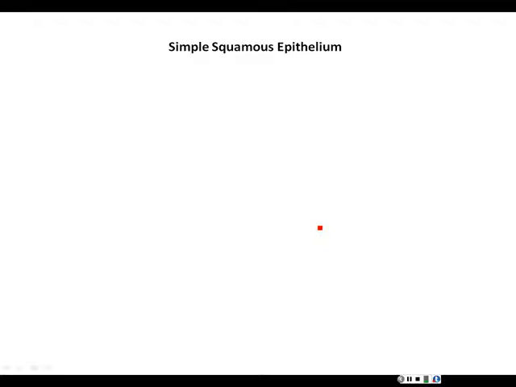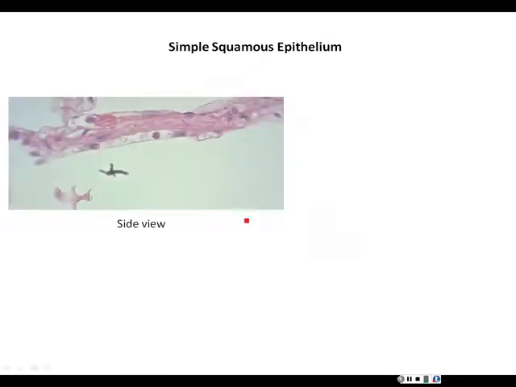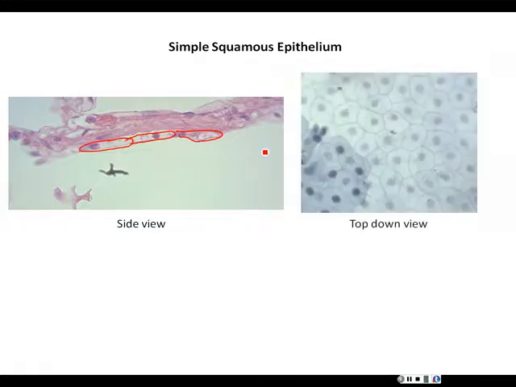Here we're looking at simple squamous epithelium. I already showed you simple squamous from the side. Here it is again, another view of lung tissue. So you can see the flattened cells there. This other image shows how simple squamous looks like tiles when you look from the top down. This is actually looking at frog skin. Frog skin is simple squamous epithelium. So here's a few tile-like squamous cells.